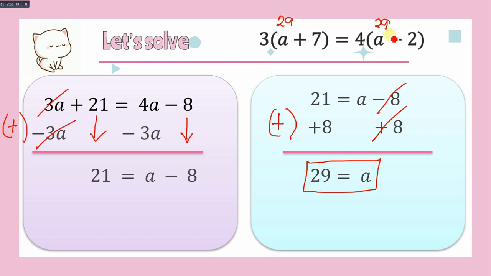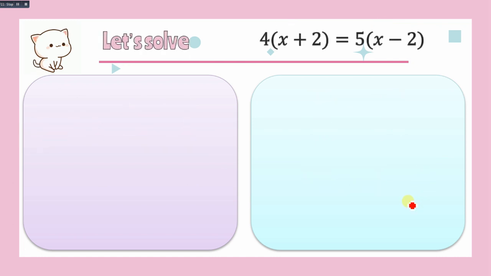Next example, I have 4x plus 2 equal to 5 multiplied to the quantity of x minus 2. Again, you have to multiply first: multiplying 4 and x, 4 and 2, and also here, multiply 5 and x, and 5 times negative 2. So the answer would be 4x plus 8 equal to 5x minus 10.